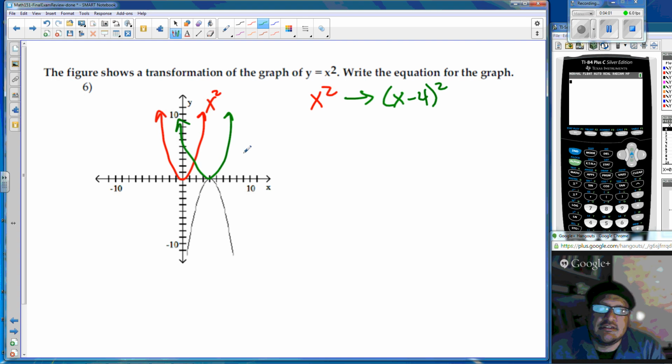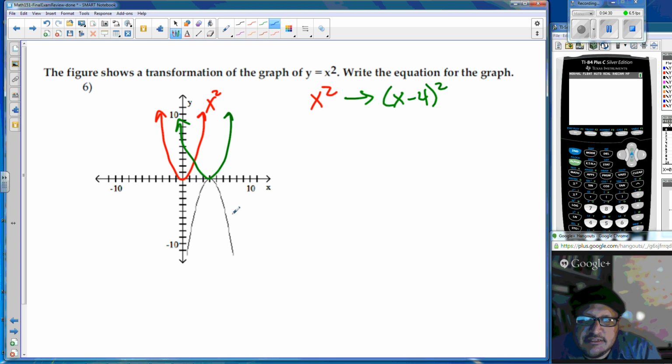Now another way to think of this is here 0 squared is 0 on the original function. Where is it equal to 0 on the green function? At 4. Why? Because 4 minus 4 is 0. And so to correspond with the original one, I have to subtract 4 from everything here to get that. That's one way to think of it.